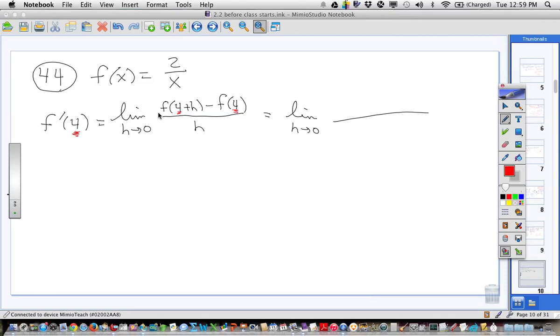Okay. Now I need to do the red part. What's f of 4 plus h? 2 over 4 plus h. Right? F of 4 plus h always means take 4 plus h and plug it in for x. So we do. And then minus the other red part, f of 4. What's f of 4? 2/4 or 1/2. And that's all over h.